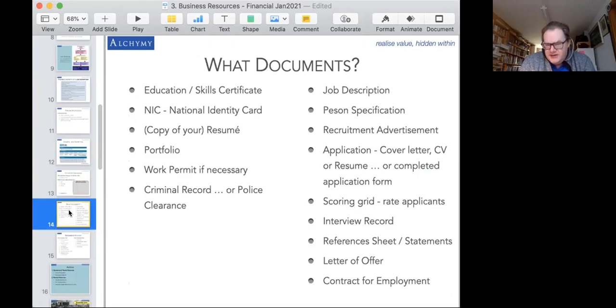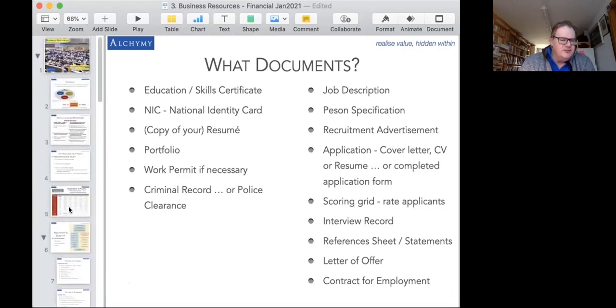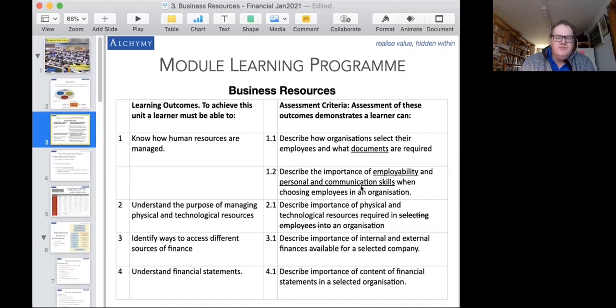The thing about this, and what the learning objectives ask for, is how organizations select their employees and what documents are required. So we're going to talk about the documents. We talked about the process. We've talked about employability to a certain extent.